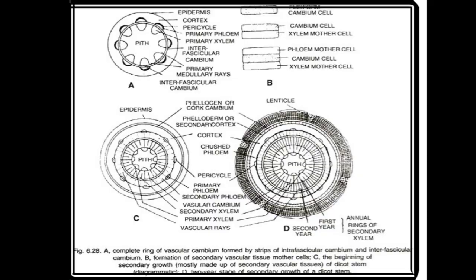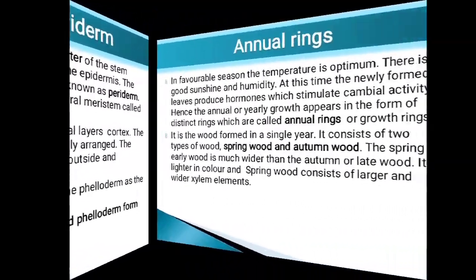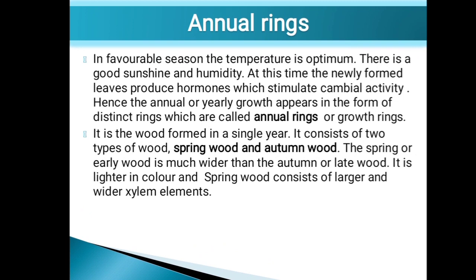Okay. So now coming to the annual rings. What are those annual rings? In favorable season, the temperature is optimum, there is good sunshine, humidity. At this time what happens? The newly formed leaves produce hormones which stimulate the cambial activity. Hence the annual or the yearly growth appears in the form of distinct rings, which are called annual rings or growth rings. So it is a wood.